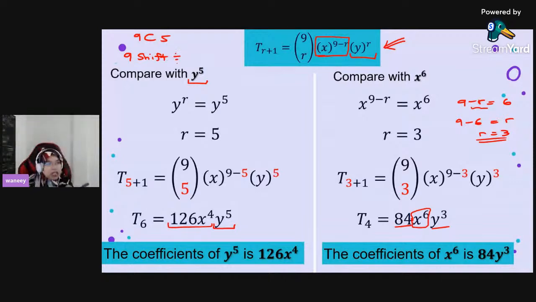So sepatutnya dia akan keluar 9C lah. Yang ini shift dengan bahagi ni dia akan jadi C. And then 5 at the back. And then of course lah tekan equal. So nanti dia akan keluar nilai dia berapa.